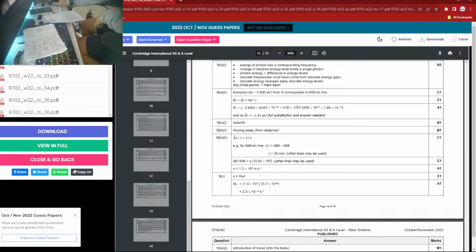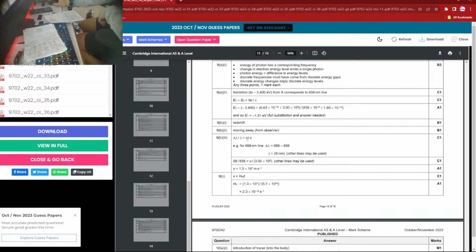Okay, next one. We know that lambda is based on the formula V equals F lambda. We will get V is directly proportional to lambda. So wait, no, sorry. What was that again? Is it V equals F lambda? Yeah, V equals F lambda.